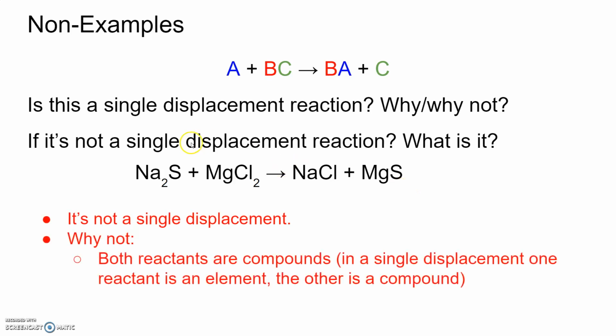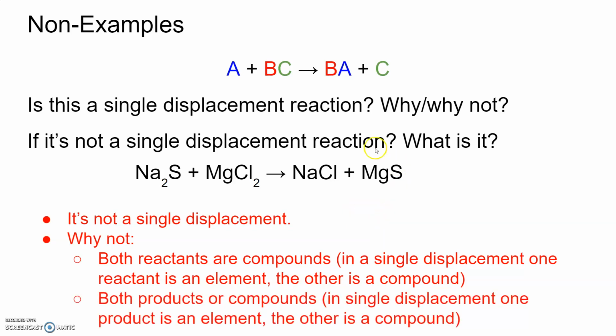So again, we're starting off with two reactants, which is what we do expect in a single displacement reaction. However, both of these reactants are compounds. And in a single displacement, one of the reactants must be an element. So that's one thing you may notice. Similarly, on the product side, we have two products in this case, but both again are compounds. So that's not right, because in a single displacement, one of the products must be an element.